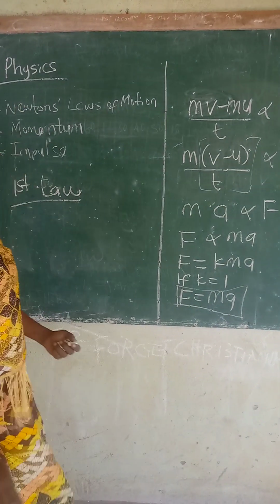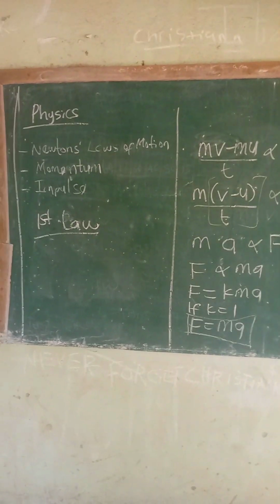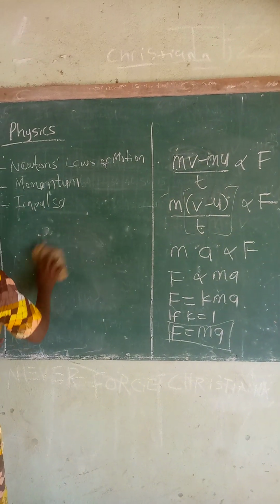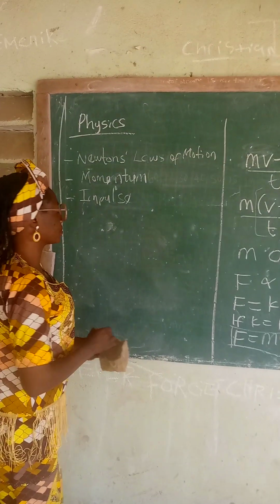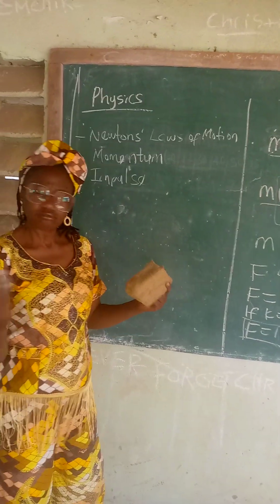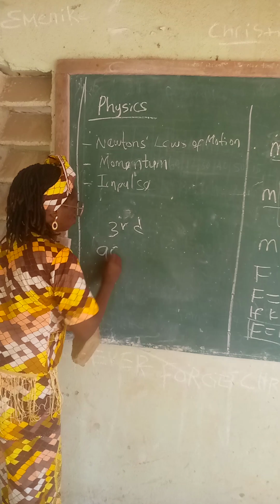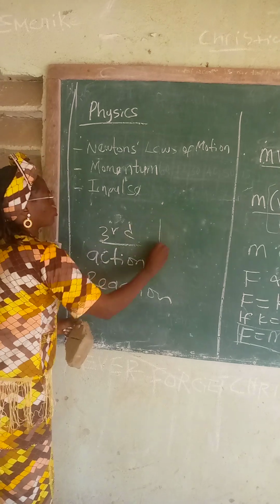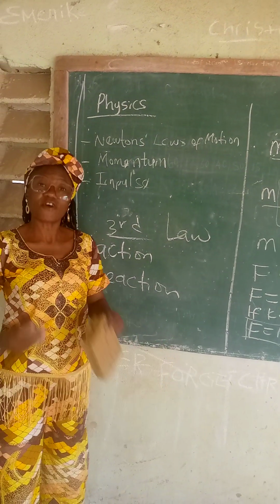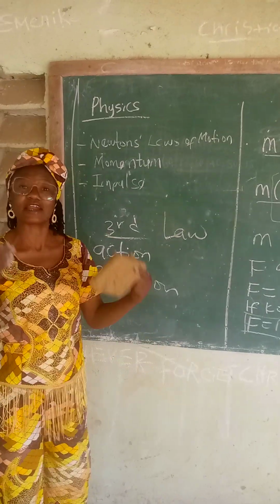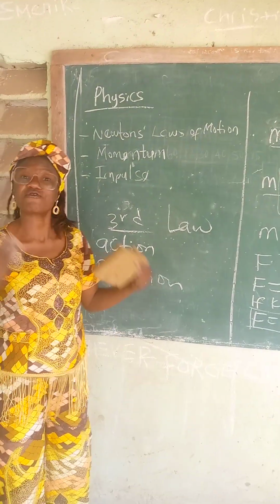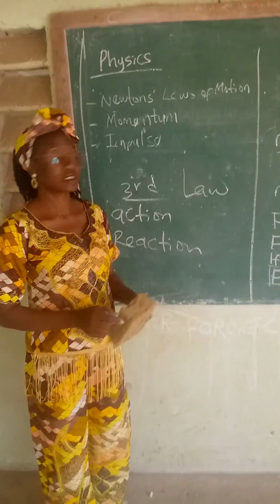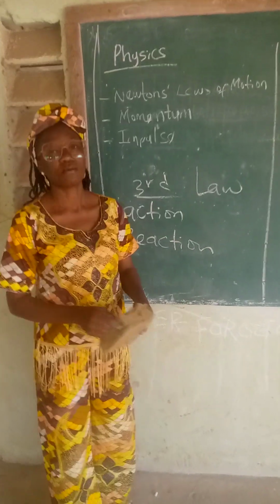All right, the third law of motion. The third law of motion is simply action, reaction. This is the third law. It states that for every action, there is an equal and opposite reaction. For every action, there is an equal and what? Opposite reaction. This is the third law of motion.